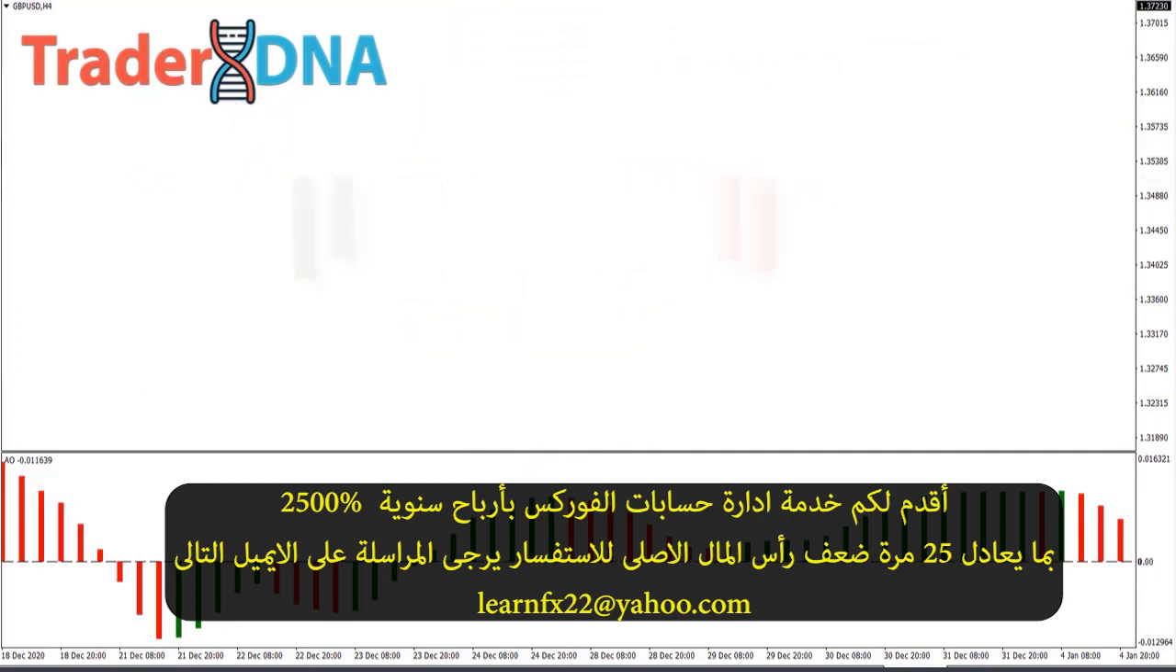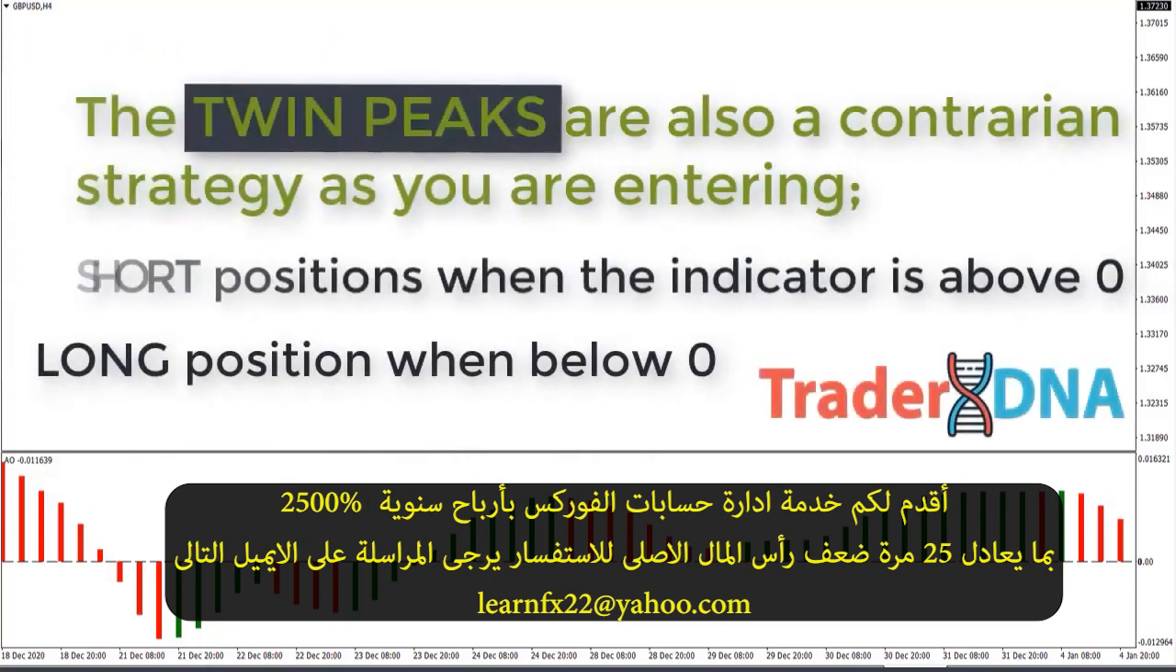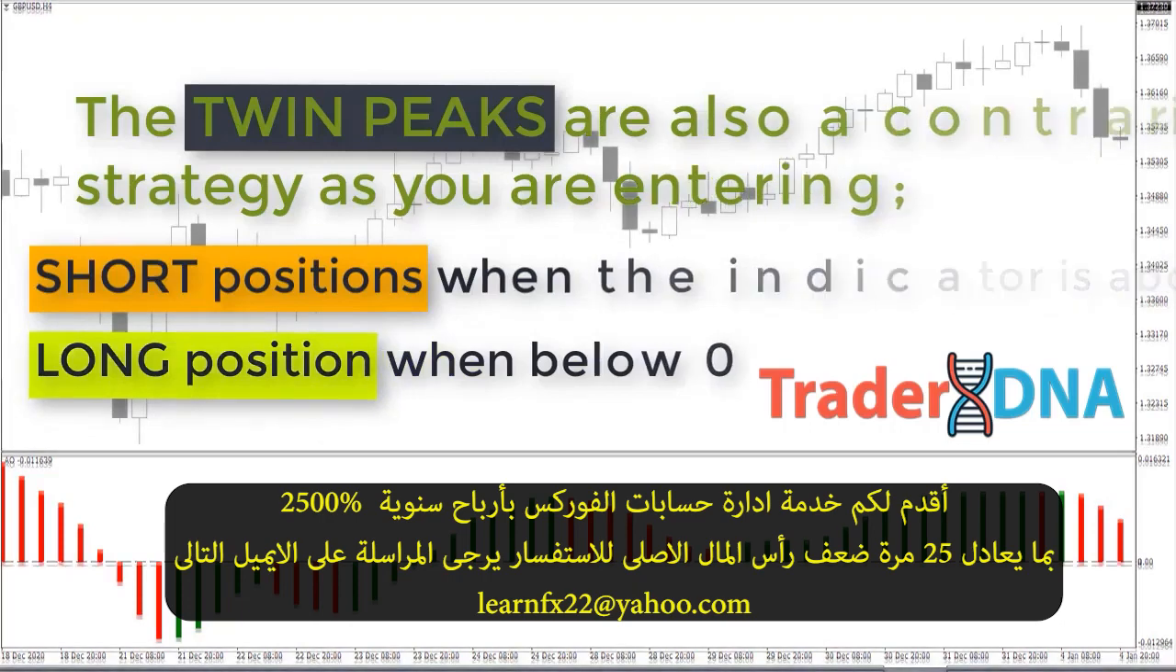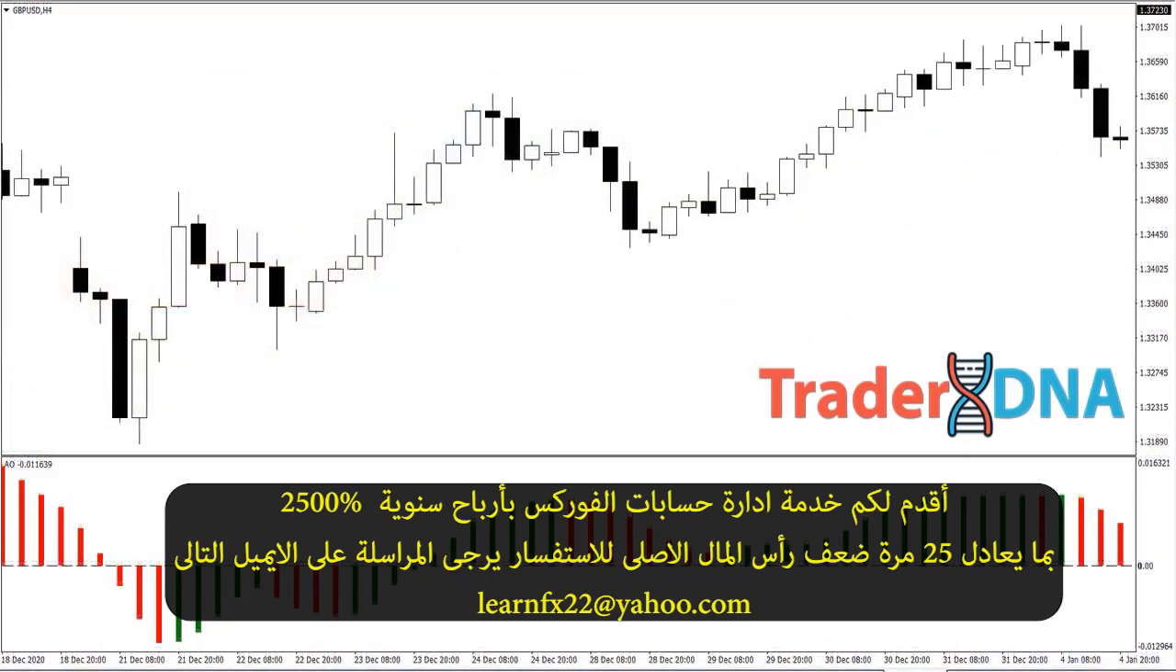The twin peaks are also a contrarian strategy as you are entering short positions when the indicator is above zero and buying when below zero. Here are other examples of Bill Williams' twin peak strategy.